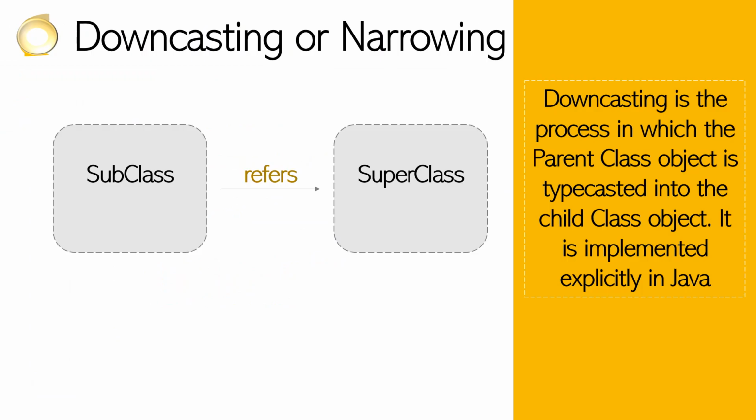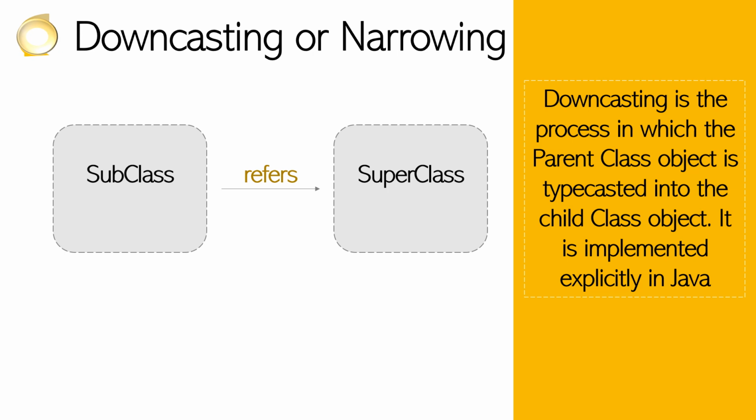The second type of typecasting is downcasting or narrowing. Downcasting is the process in which the parent class object is typecasted into the child class object. It is implemented explicitly in Java. By using downcasting, you can access the members of both parent and child class. So if you perform downcasting, you can access both parent and child class members.